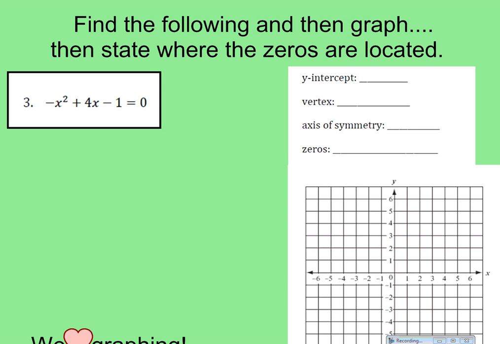So once again, I take a look at one like this. A is going to be -1, B is going to be 4, C is going to be -1. So my y-intercept is going to be at -1. So my y-intercept is going to be right here.